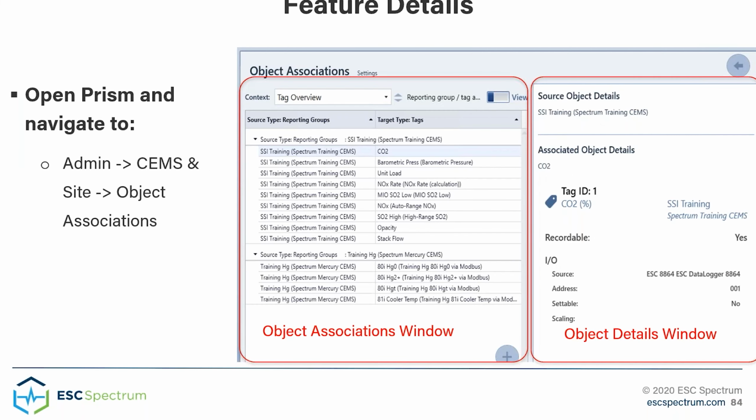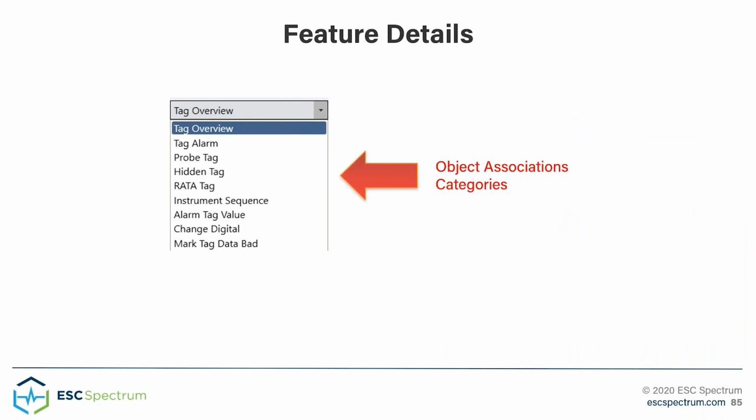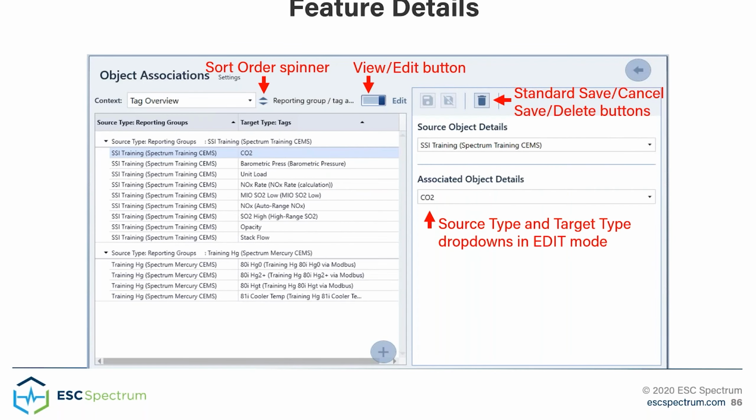And so if you, again, navigate through admin, send to site, and you get to the object associations, you'll see something like this, where the left-hand side is the object associations, and then the right-hand side is the associated details of whichever object association you have selected. So we can create a new one here by selecting your category. And then on the right-hand side, you can select the two things that you're associating and save it.